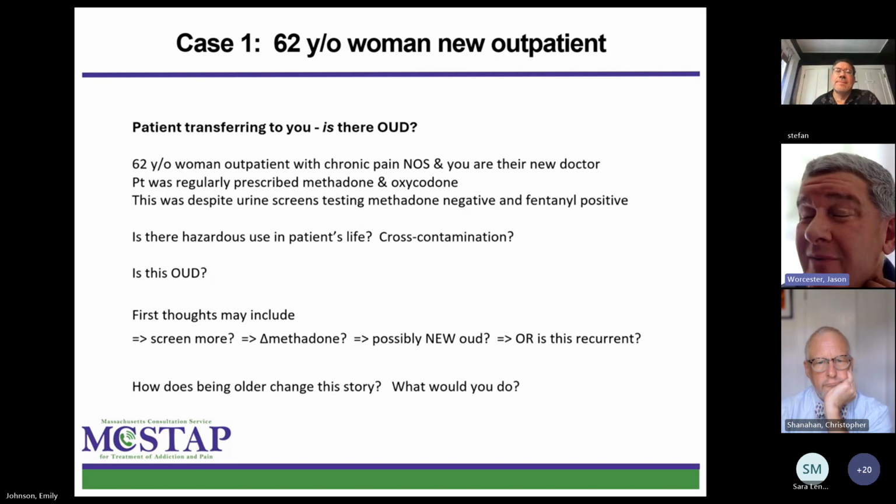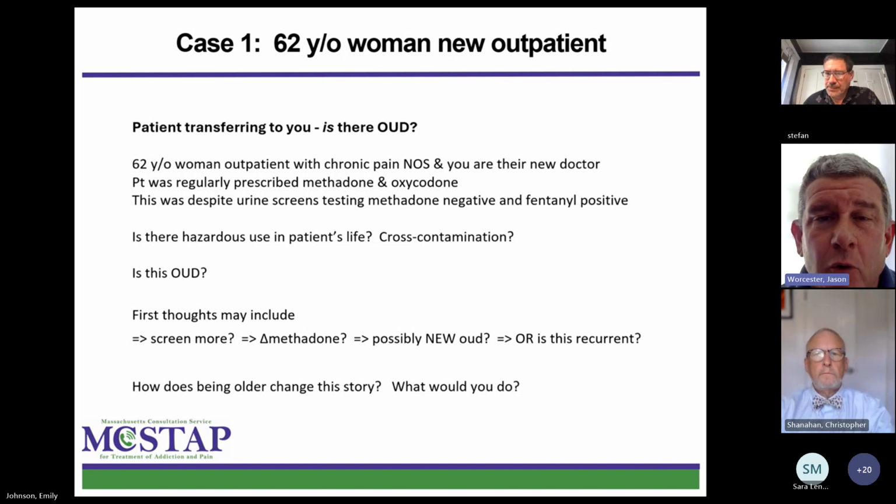We always worry about elder abuse. Like, is there something going on? Is someone taking this woman's medicines or something? We worry about that with any patient. Obviously, the elderly are more vulnerable. So, is someone taking her meds? So those would be some things I would consider.